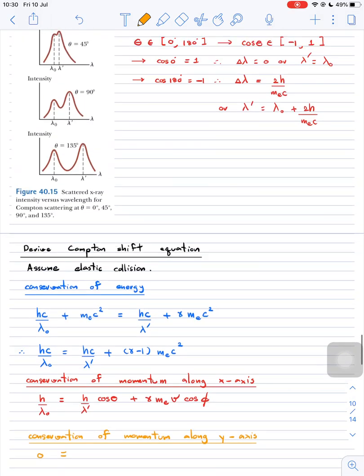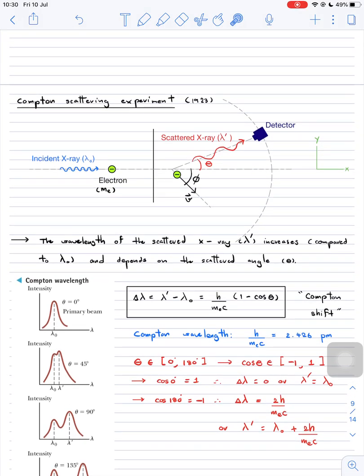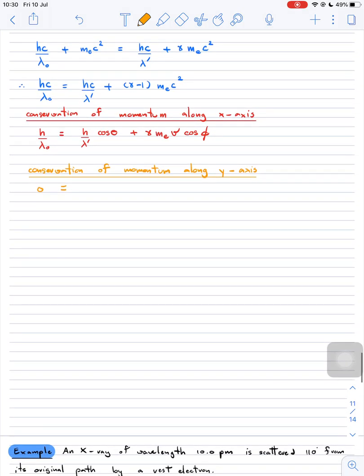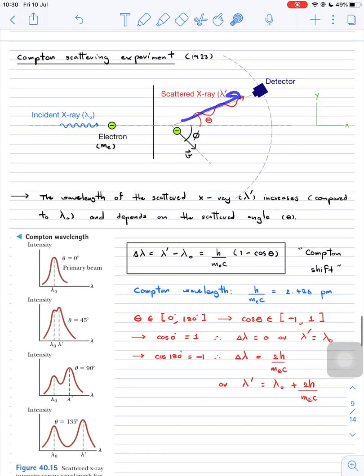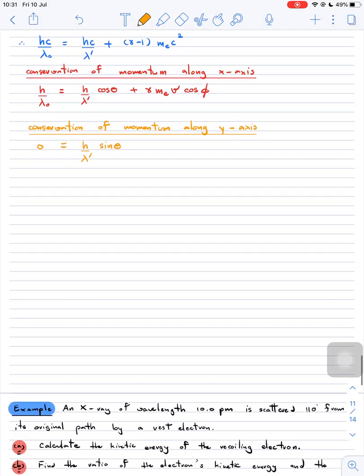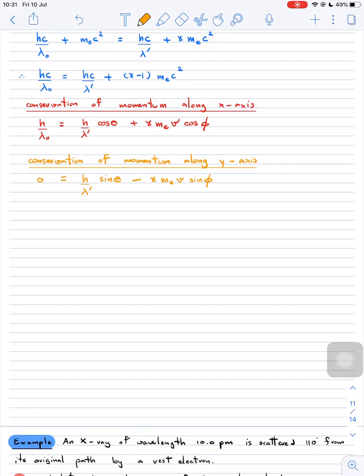So 0 here, equal to, after the collision, if we break these components into the vertical one, the X-ray's is going to be positive, but the electron's is going to be negative. So we get h over lambda prime times the sine theta, minus gamma times m_e v times the sine phi.